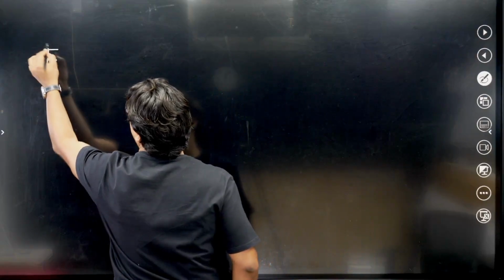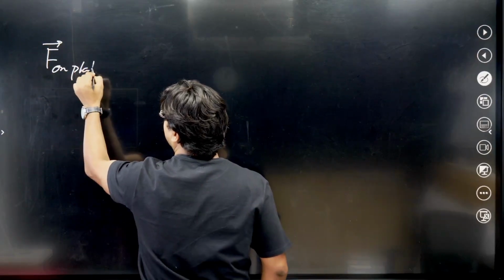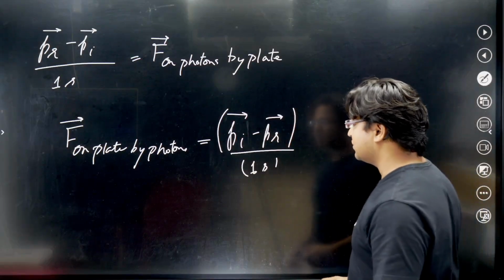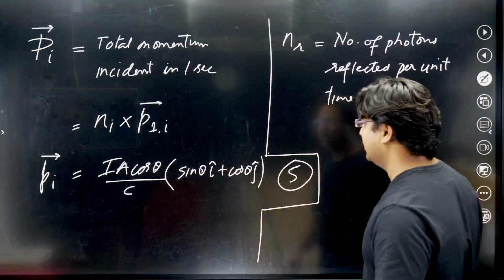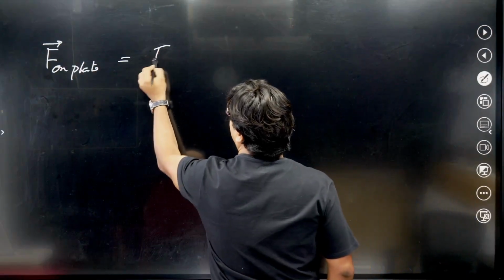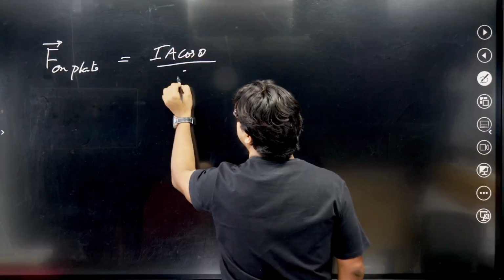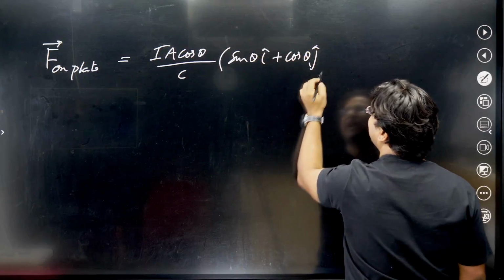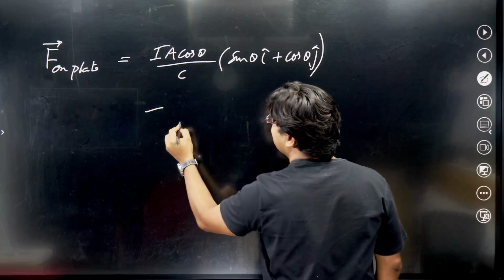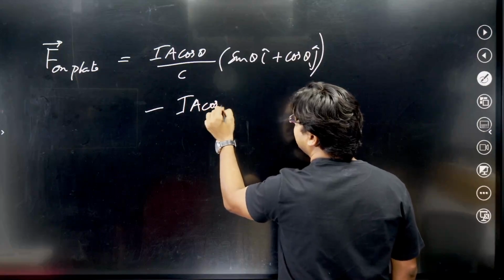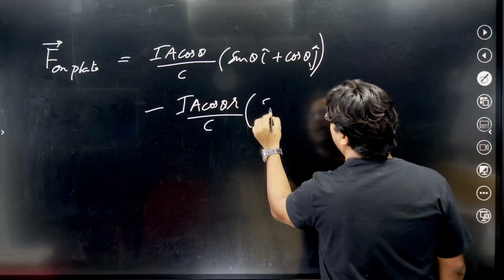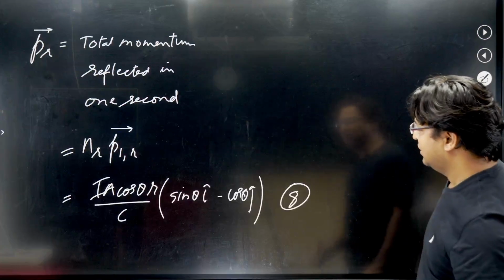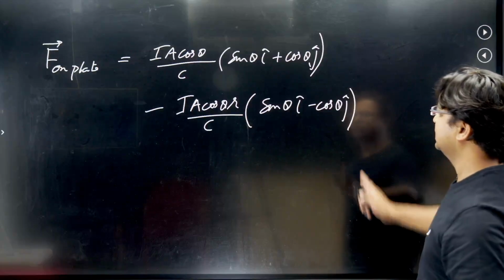So the force that we were looking for, force on plate by photon, would be PI minus PR. Let me write it. What was the value of PI? PI was here. I try to write it by memory. So IA cos theta by C, and then sine theta I cap plus cos theta J cap. I think that was PI. And what was PR? That was IA cos theta into R by C, and then I think it was sine theta I cap minus cos theta J cap. We will just confirm it. Yeah, all right, that's it, guys.